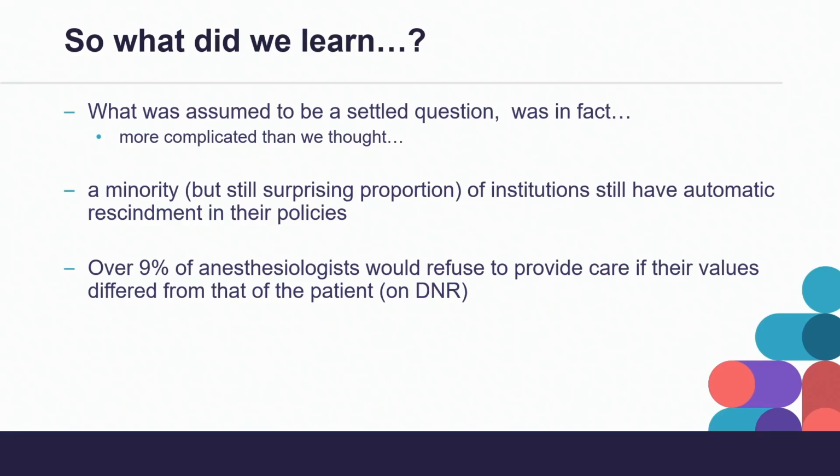So what did we learn? Well, we learned that what we presumed was a settled question was in fact much more complicated than we'd thought, in terms of people's attitudes and awareness out in the community. We learned that a minority, but still surprising proportion of institutions still have automatic rescindment in their policies. And over 9% of anesthesiologists would refuse to provide care if their values differed from those of the patient on DNR. You may say it's only 9%. That still troubles me, that 9% is still there.